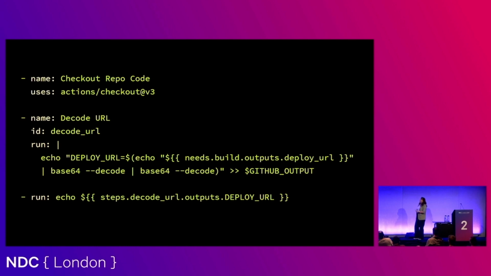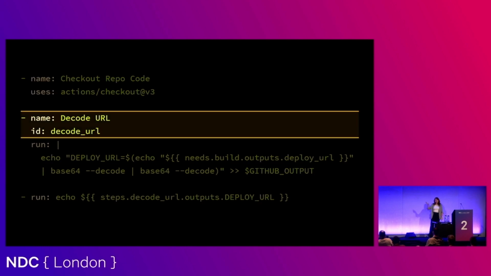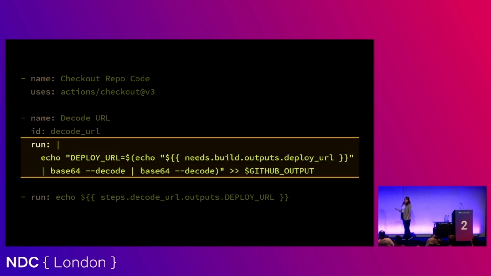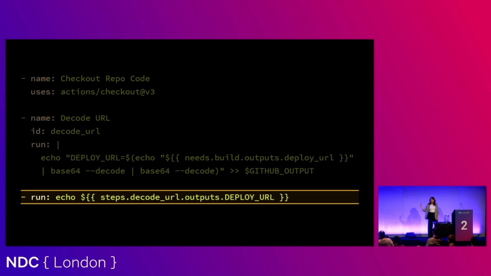Then, in our test step, we can add a step to decode the URL. And this step needs to have an ID because we need to refer to this value later on. We can then decode a base 64 encoded URL and save that to a deploy URL, which we can then double check, make sure that it is in fact spitting out what we expect.